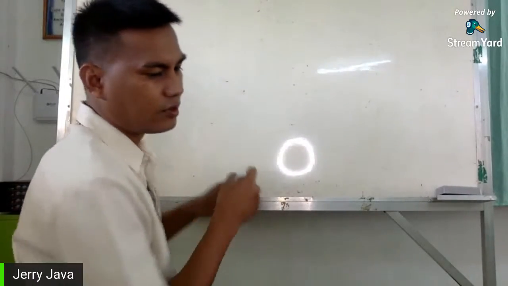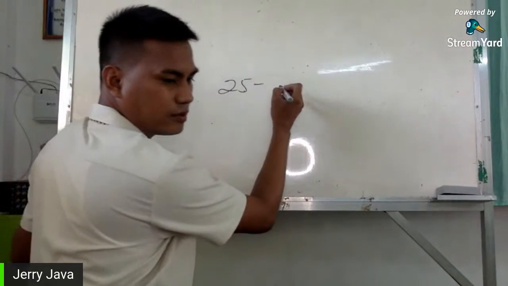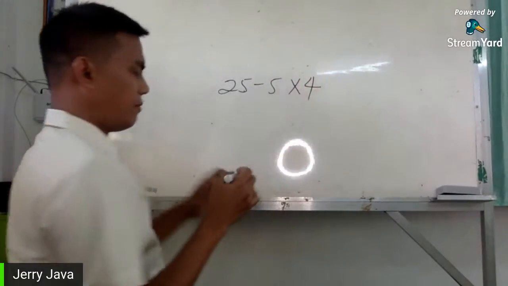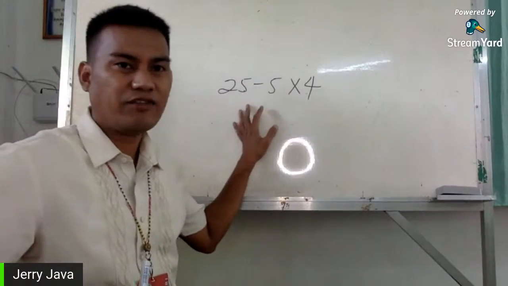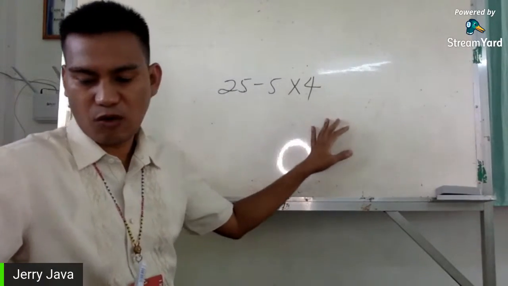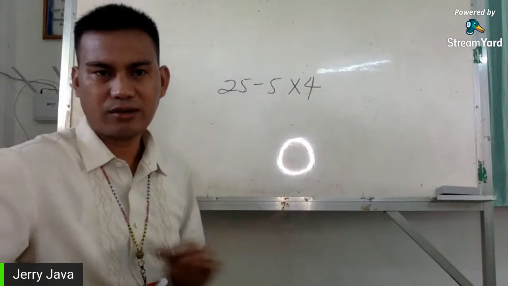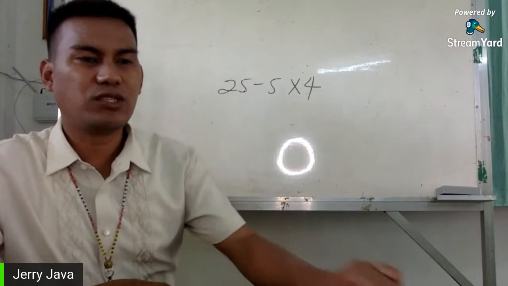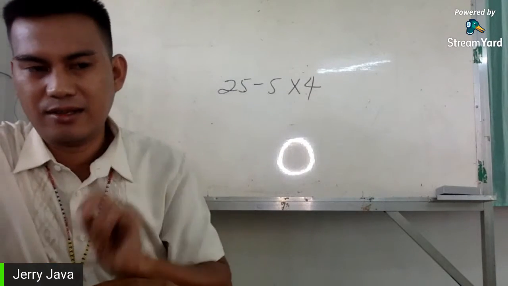I'll give you another one to answer. How about this? Everybody, do not type in your answer yet. 25 minus 5 times 4. Do that. I'll give you 30 seconds. Do not put in your answer yet. You are only going to type in your answer when you hear this bell.